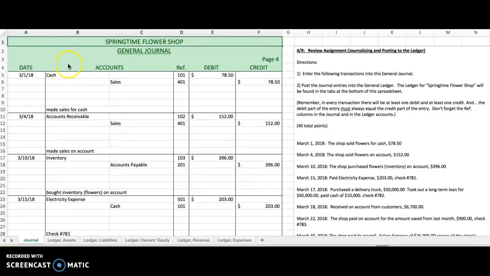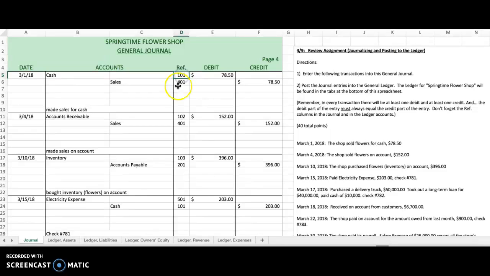Very simple example. On March 1, we made sales for cash. Cash is obviously involved, and cash goes up. We know that cash is an asset. Assets increase on the debit side. So in the debit column, we put 7850. We also know that we made a sale. Sales is a revenue account. Revenues increase on the credit side. So both accounts increase here. Cash debited, sales credited. They both increase.